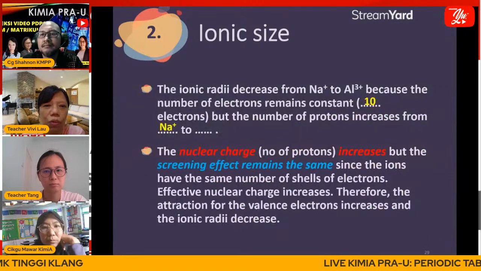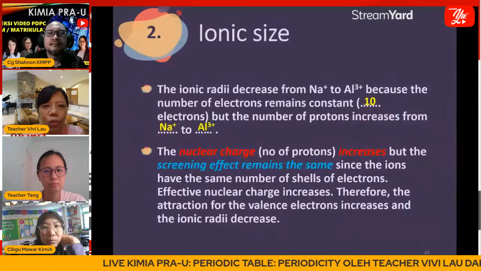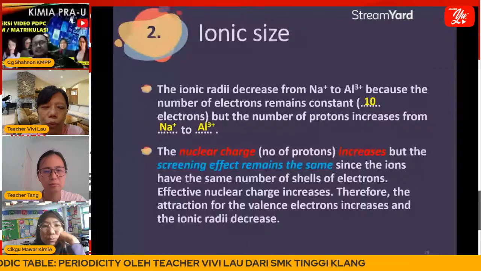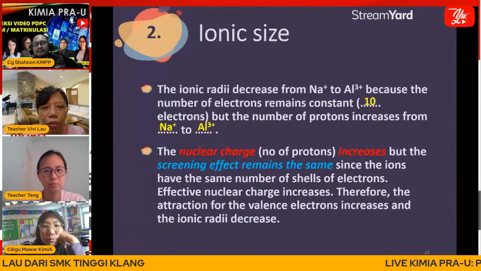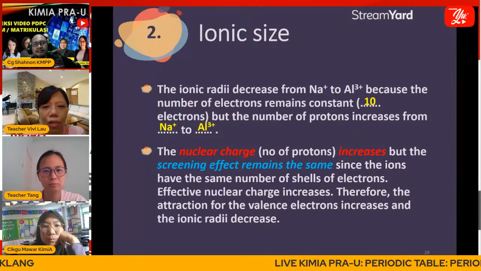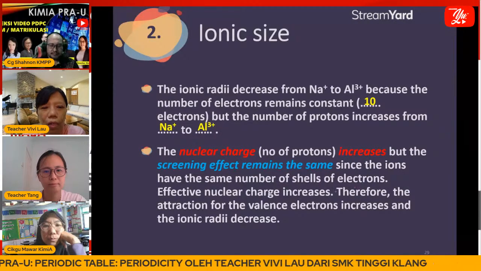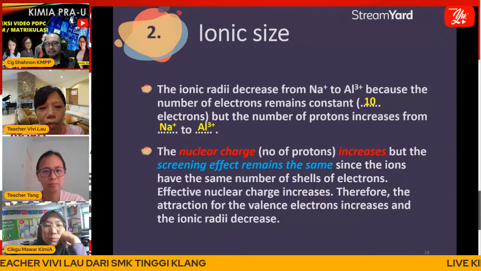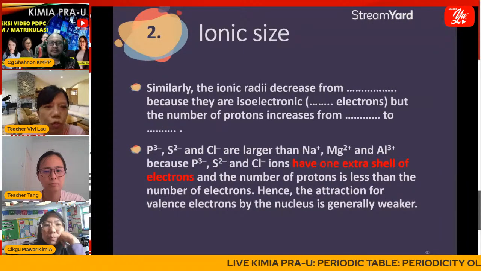And the explanation for the ions: across the period from sodium to aluminum, the ionic size decreases. They have the same number of electrons, but the number of protons increases, so nuclear charge increases. Across the period, the screening effect remains the same because they have the same number of shells of electrons, and hence the effective nuclear charge increases, so the ionic size decreases. Same as the atomic size explanation.